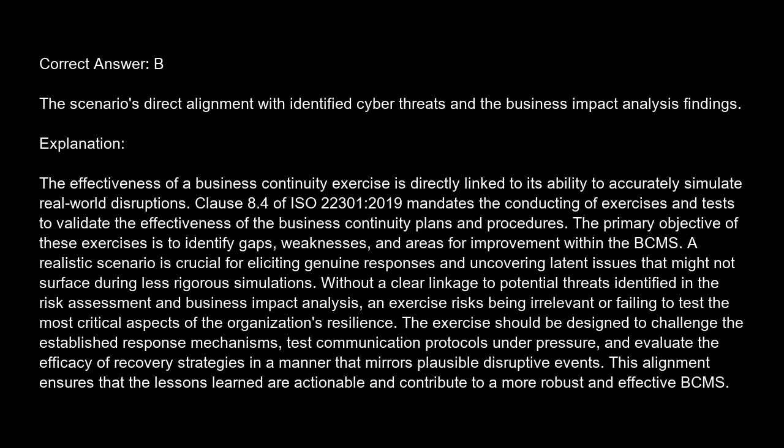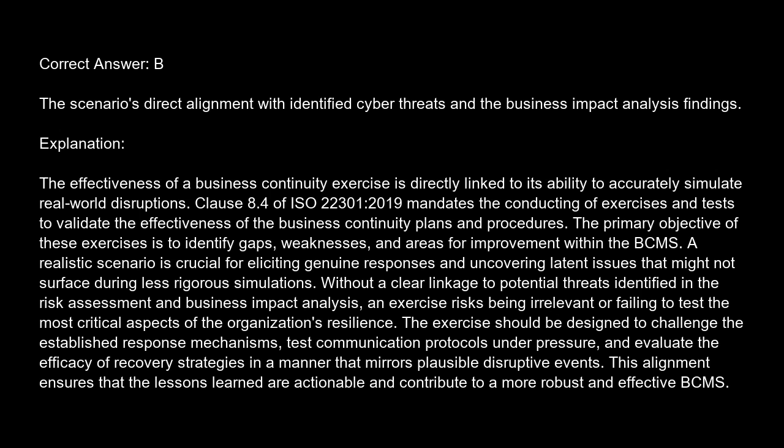The primary objective of these exercises is to identify gaps, weaknesses, and areas for improvement within the BCMS. A realistic scenario is crucial for eliciting genuine responses and uncovering latent issues that might not surface during less rigorous simulations. Without a clear linkage to potential threats identified in the risk assessment and business impact analysis, an exercise risks being irrelevant or failing to test the most critical aspects of the organization's resilience. The exercise should be designed to challenge the established response mechanisms, test communication protocols under pressure, and evaluate the efficacy of recovery strategies in a manner that mirrors plausible disruptive events.